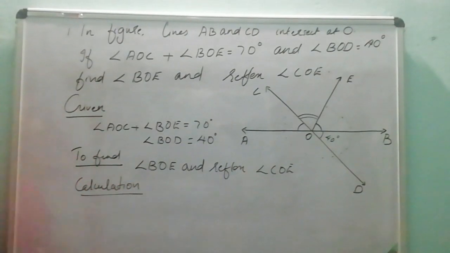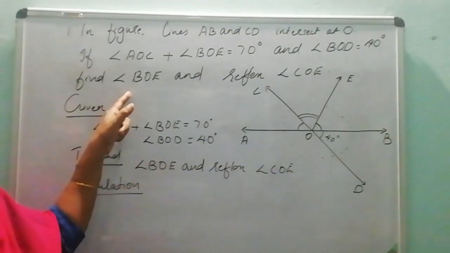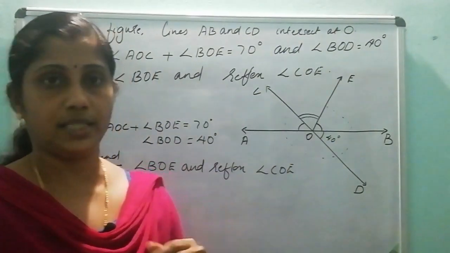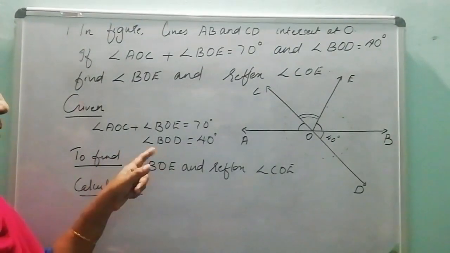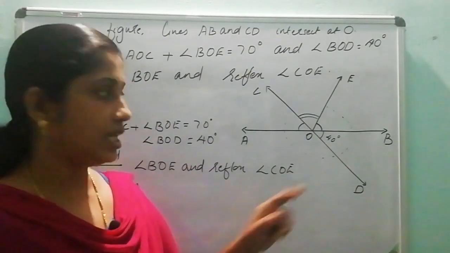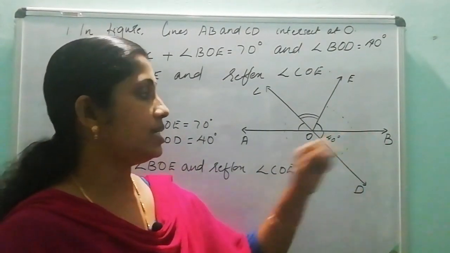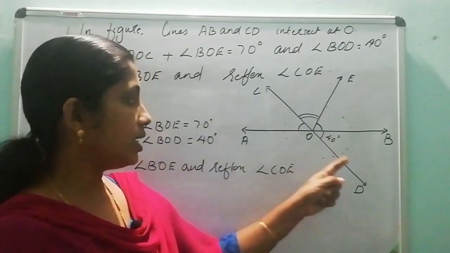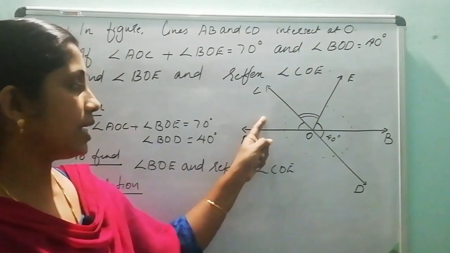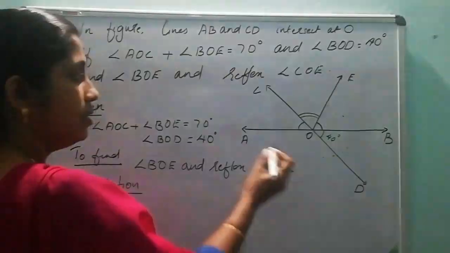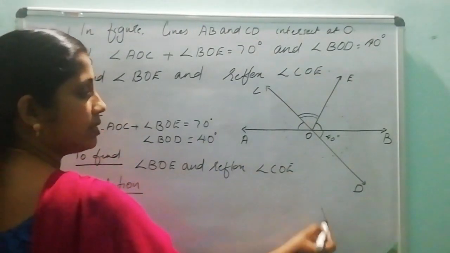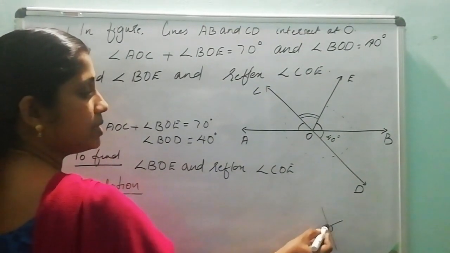Calculation. Okay. Then first what you have to find? We have to find angle BOE. This angle we have to find. What is the clue there? Angle AOC plus angle BOE is equal to 70 degree and this angle BOD is equal to 40 degree. Look here. Angle BOD. Then what about angle AOC? Look, these two angles are vertically opposite, isn't it?